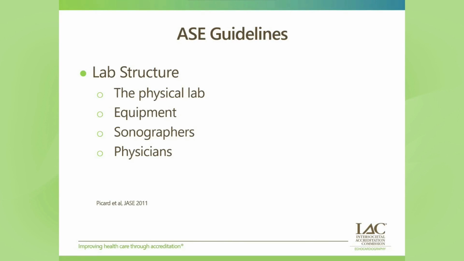ASE states that the Echo Lab structure can be divided into a minimum of 4 components, and then goes on to provide recommendations for each. The physical laboratory, including lab operations, policies, and physical attributes of the lab. The equipment, which includes, but is not limited to, imaging capabilities of the ultrasound system, and of course, preventative maintenance. The sonographer, including recommendations for credentialing and education requirements. And then the physician, including recommendations for training, competencies, and certification.